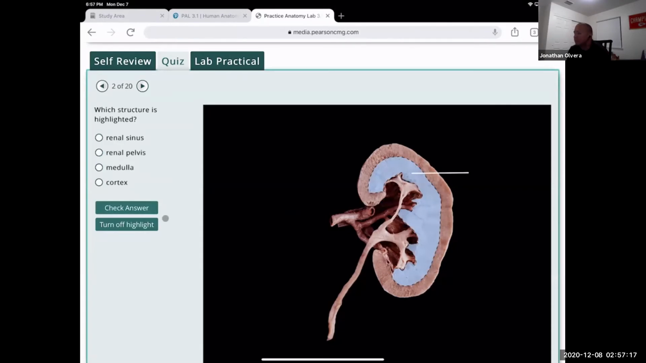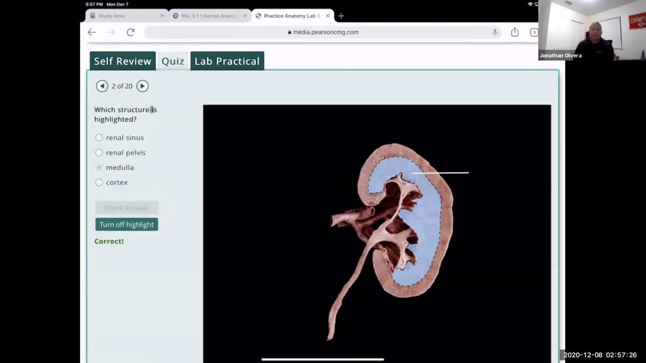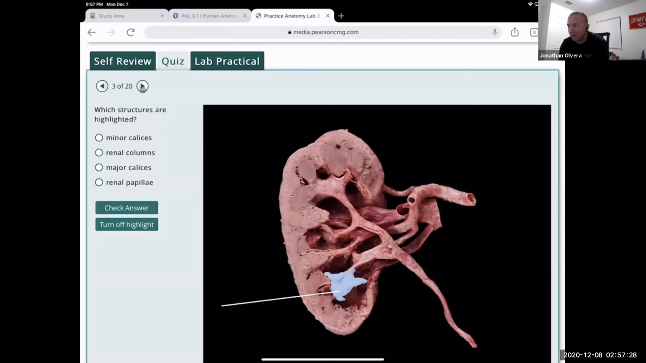All right, what structure is highlighted here? Medulla. Infiltration doesn't happen there. Fifteen percent, not a little percentage, does.